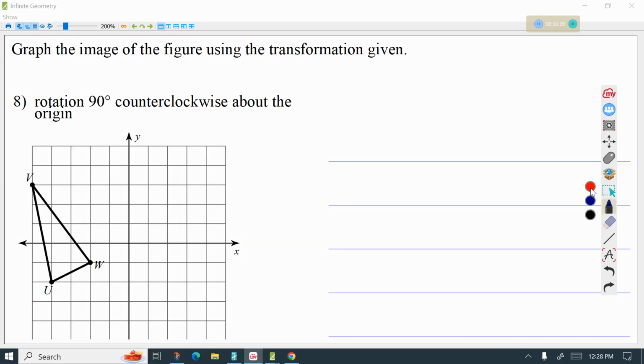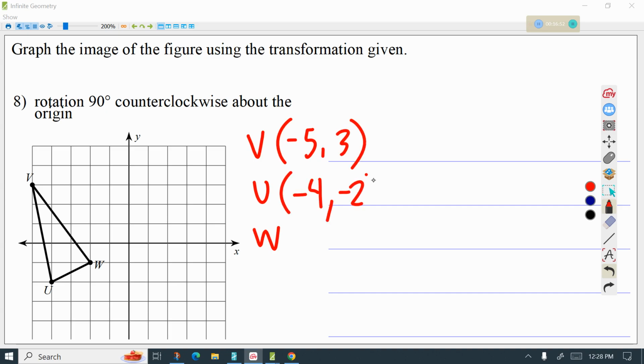And in this case, we'll start off with our numbers. All right, so let's do, okay, V is left 5 and up 3. U is left 4 and down 2. W is left 2 and down 1. All right.